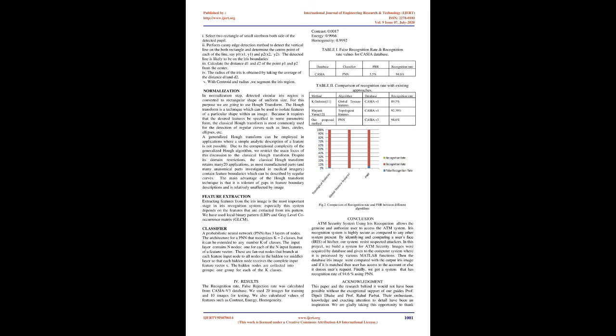3. Calculate the distances D1 and D2 of the points P1 and P2 from the center. 4. The radius of the iris is obtained by taking the average of the distances D1 and D2. 5. With centroid and radius we segment the iris region.